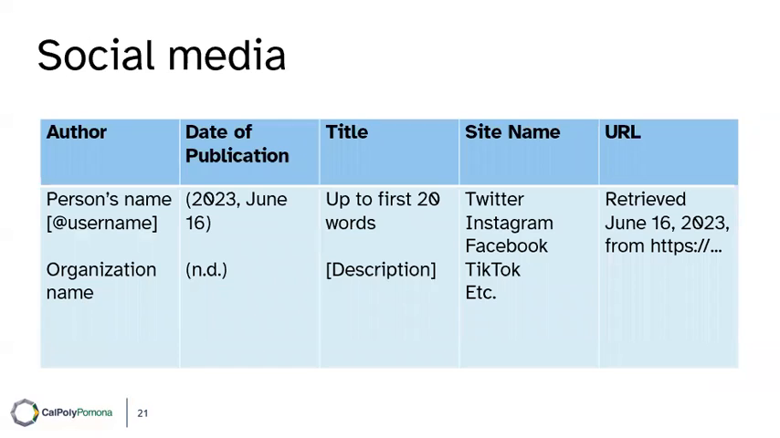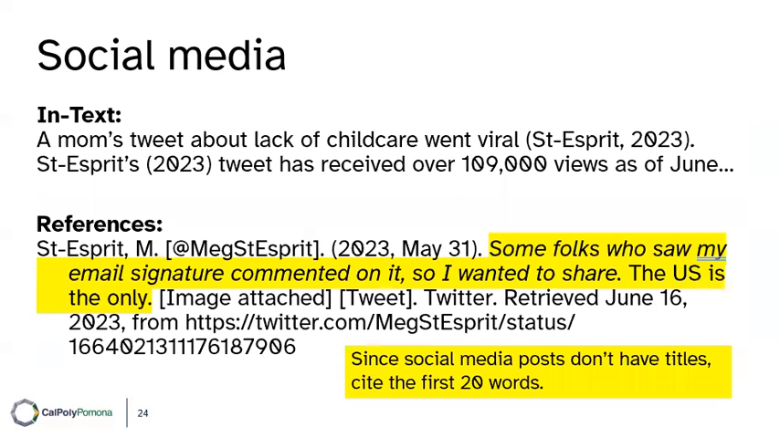Next, let's look at social media posts. To create a citation, you need the following: author, date of publication, title, site name, and URL, plus date of retrieval. When the date is not available, use ND to indicate no date. The title is composed of the first 20 words from the social media post. For images and videos that have no words included, we add our own short description and enclose in brackets.